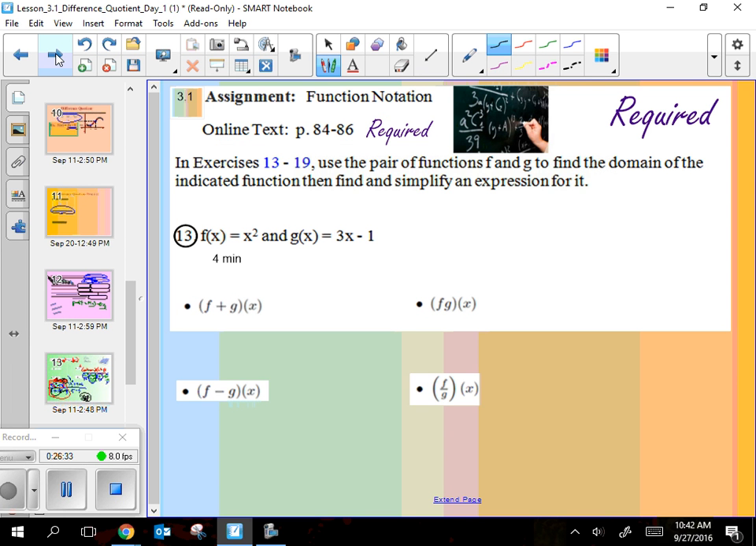Okay. This is your homework. And I'll tell you which ones you're going to do and skip. You're going to do this first page. It's got 4 parts. Here you just add the 2 functions. Here you subtract them. Don't forget to distribute the negative.